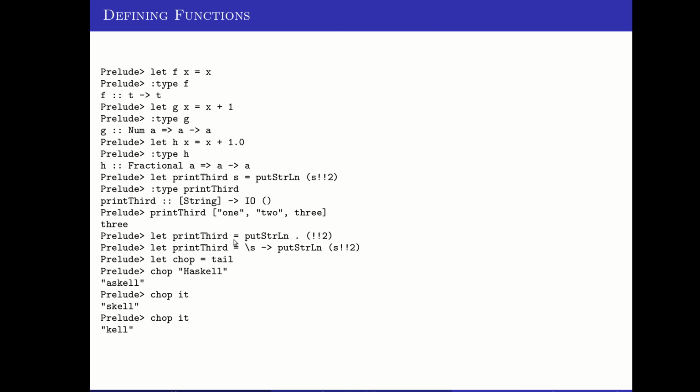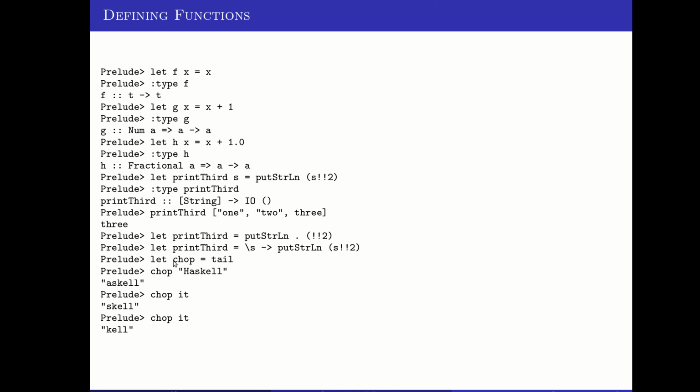Its input will be s, and then the arrow tells us that on the other side is what our actual process to derive our output will be, and our process is to do put string line on the result of s indexed at 2. And this will get named print third, and therefore it will be equivalent to the original definition, also equivalent to this second definition here. We can also just use the let statements to give different names to existing functions.